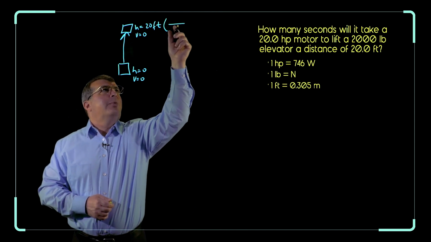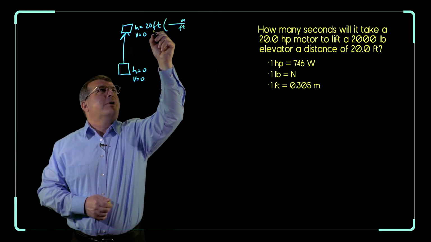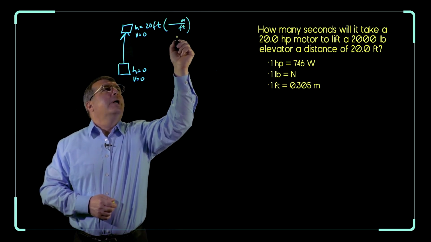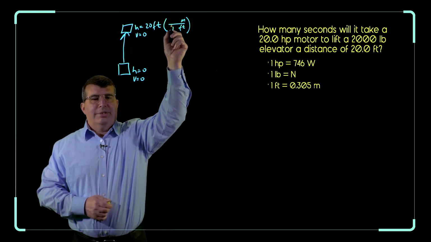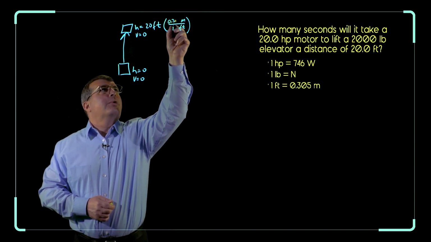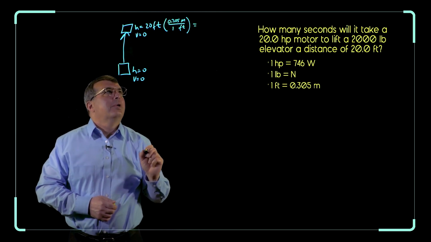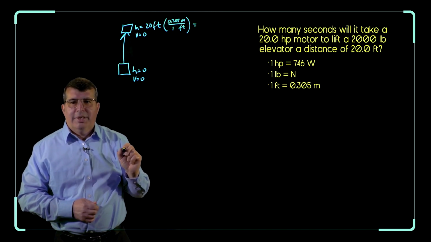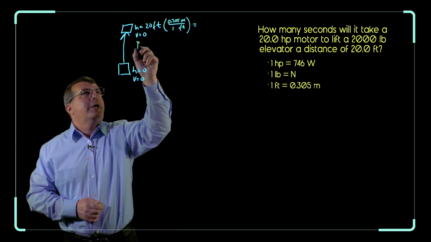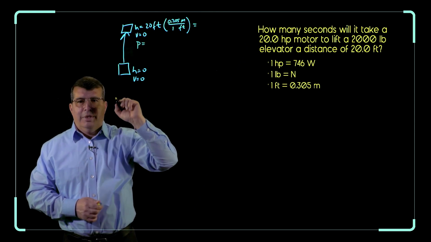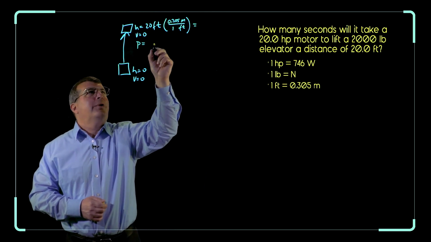I have feet and I want meters. So I have to divide by feet so that my feet cancel out. And 1 foot is 0.305 meters. So you can calculate that. I have power. I have the power. Power is 746 watts. Oh no, power is 20 horsepower.